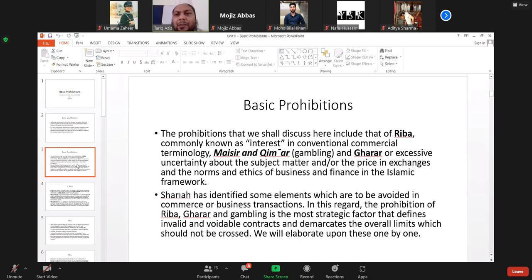For example, riba can be translated as interest, and can also be translated as usury. And this is what Christians did. They translated riba in their books, in the Bible and in the Torah, as usury. And usury nowadays means a high rate of interest, and interest means normal interest, for example 7-8%, whatever is there right now.